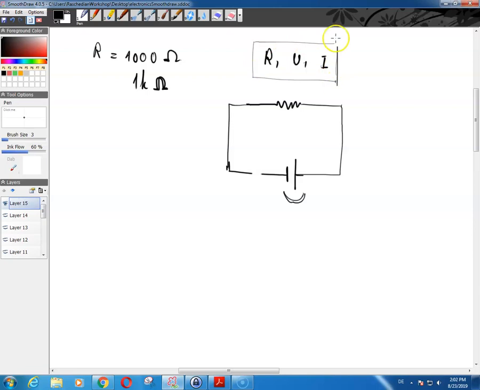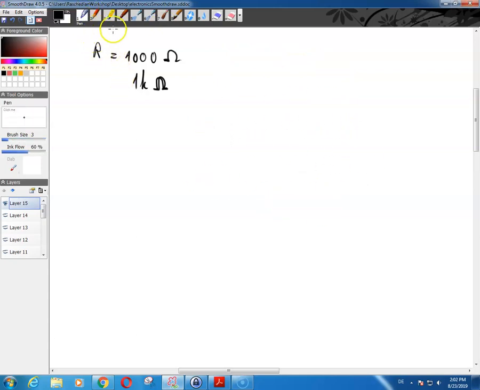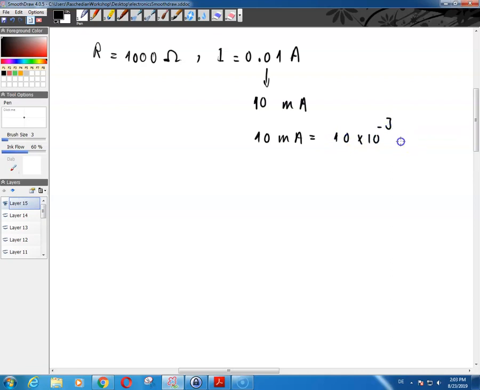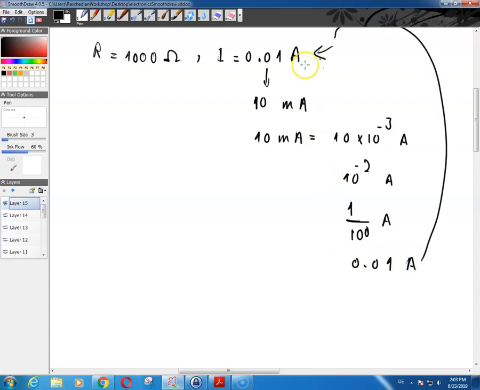So these are the three values, or the three parameters, that you have in any electronic or electric circuit. Now, suppose that you have a 1000 ohm resistor, which is R is equal to 1000 ohm, or a 1 kilo ohm resistor. Let's say that a current of 0.01 amp is going through your circuit, which is basically 10 milliamps. You would call this a 10 milliamp current, and 10 milliamp is the same thing as 10 times 10 raised to the power negative 3 amps, which is equal to 10 raised to the power negative 2 amps, which is equal to 1 over 100 amps, which is equal to 0.01 amps, 100th of an amp, which is this value over here. So this is 10 milliamp.